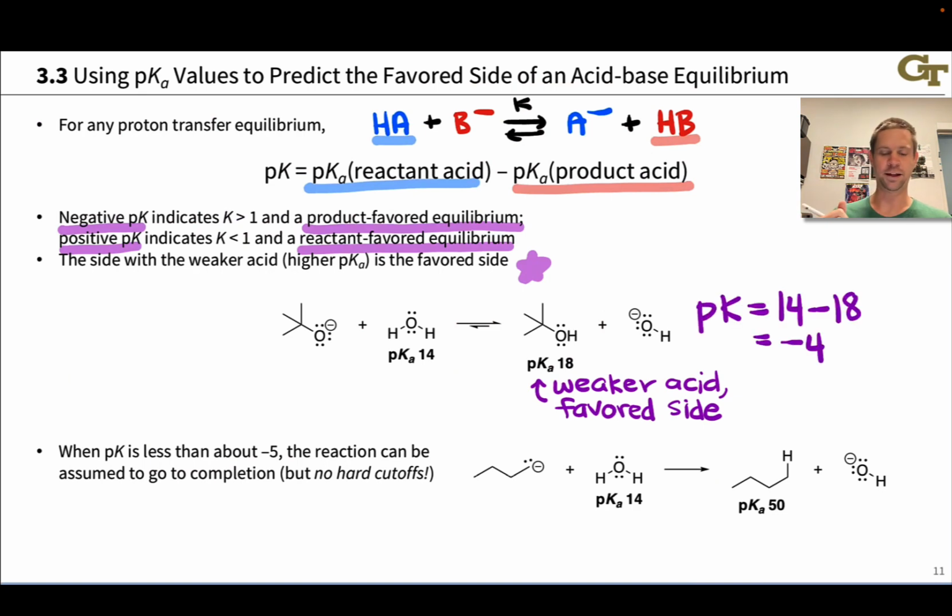And if we calculate the pK here as the pKa of the reactant acid minus the pKa of the product acid, well, that's 14. That's the pKa of water minus 18, which is the pKa of tert-butanol. That's -4, indicating a product-favored equilibrium in this acid-base reaction.